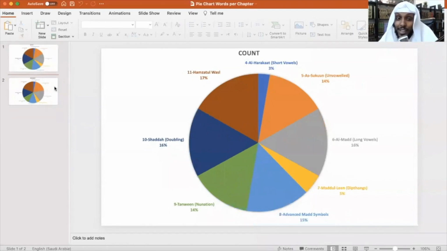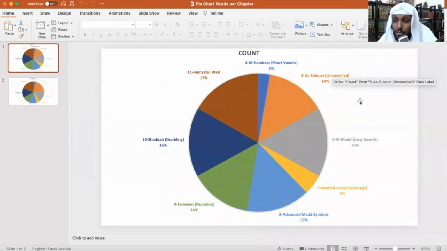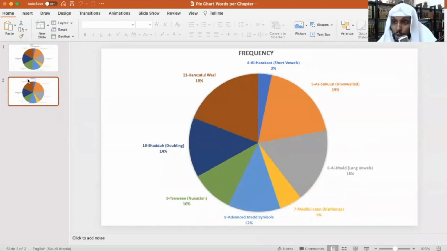So we have this over here. I mean, we have 2 charts here. We have the one that goes by count, as in the number of words, right? But this one is more accurate, which goes by frequency. In other words, it also keeps in account how many times that particular word is mentioned in the Quran. So it's not just how many words, it's actually the frequency of the word. So this pie chart is much more accurate. This gives you a proper, accurate picture of how much Quran you can read chapter by chapter.